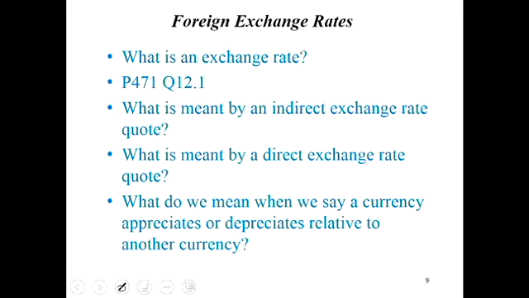Now, if you go out into the markets, there are two ways that you can see a quotation in the foreign exchange market. One's called an indirect one, which is the one we tend to use in this part of the world, and the other is called a direct exchange rate quote. So let's deal with the common one that we see. When we talk about an indirect exchange rate quote, what do we mean?